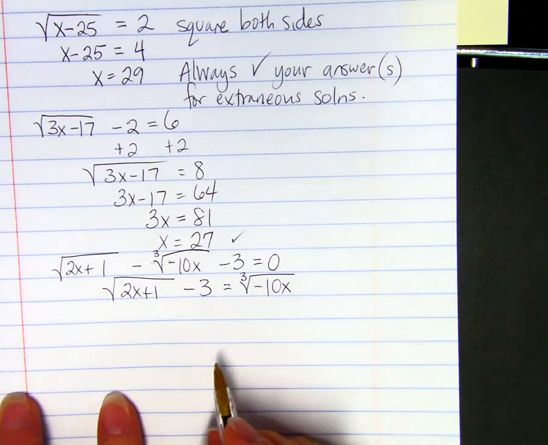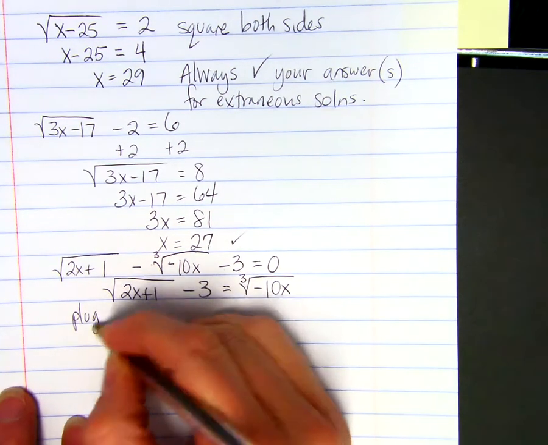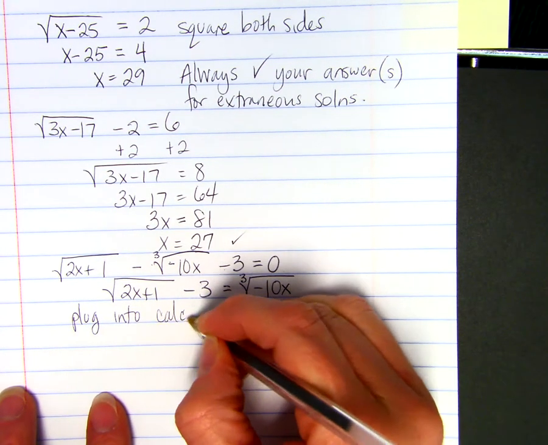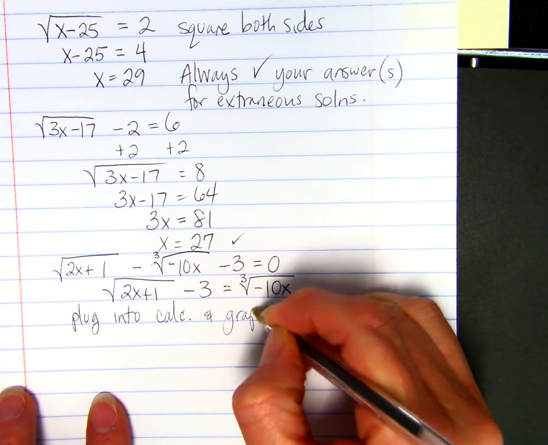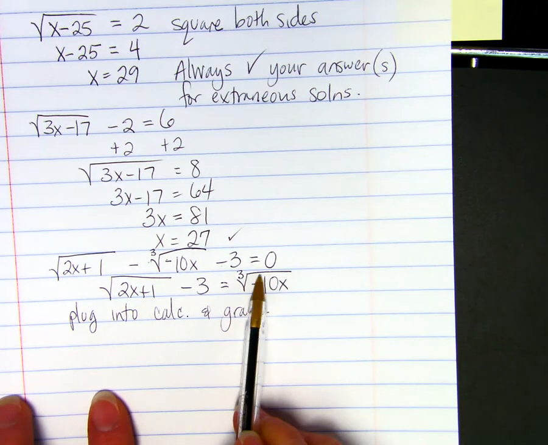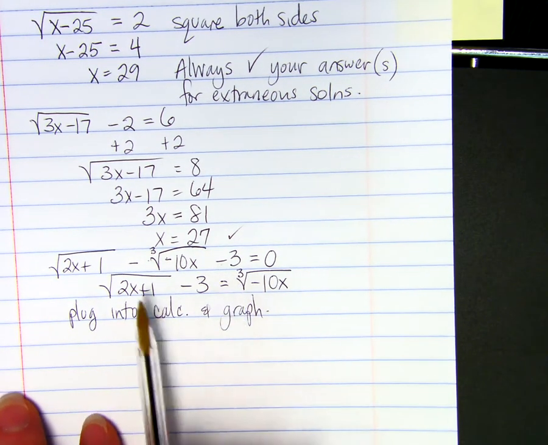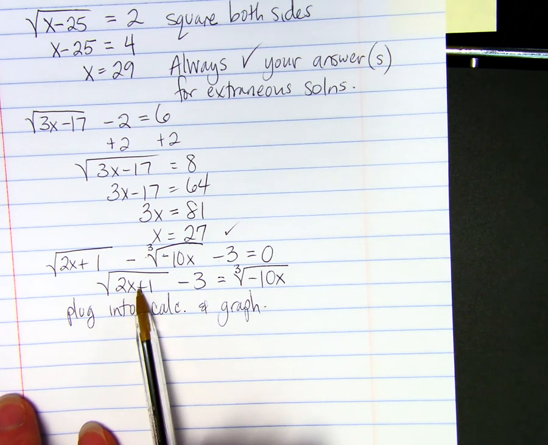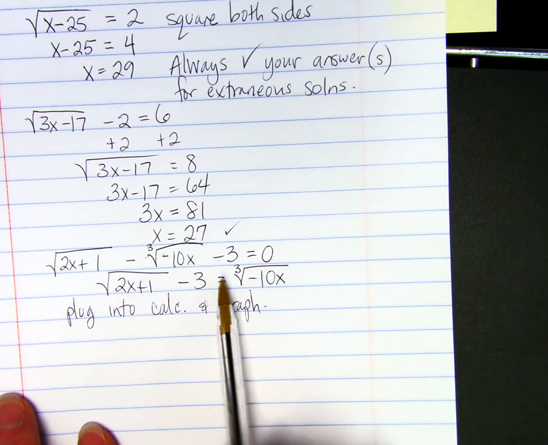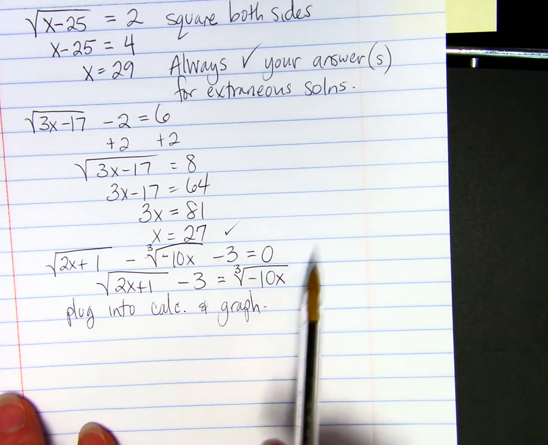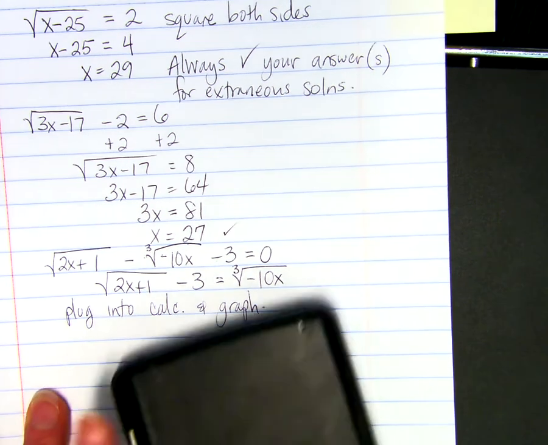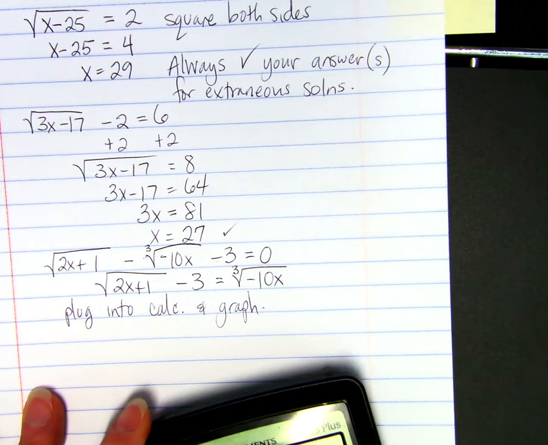So you plug it into your calculator and graph it. The only way they're equal is where they intersect. So if you do y equals the square root of 2x plus 1, end parentheses, minus 3, and then y equals the cubed root of negative 10x, graph them, you will get where they intersect. You can do a second calculate intersect.